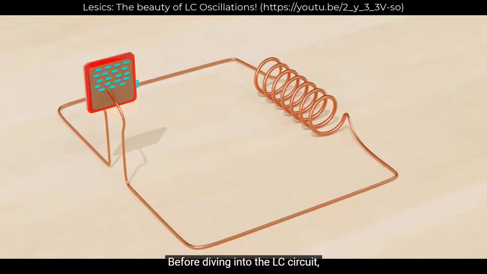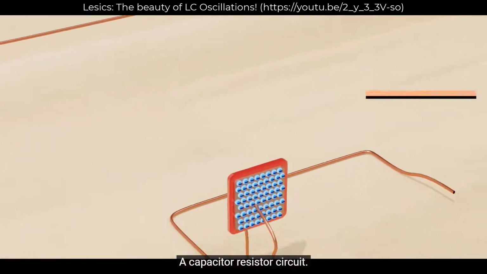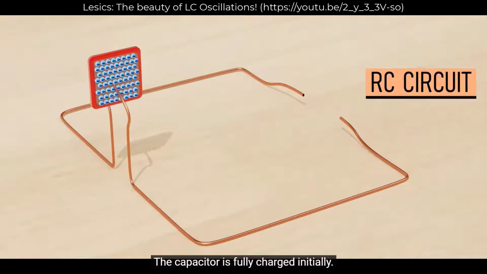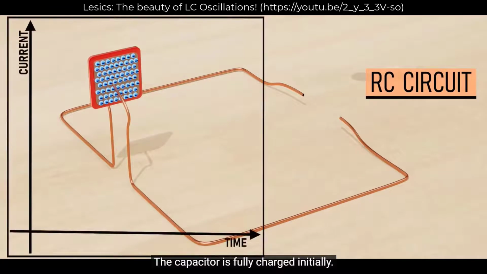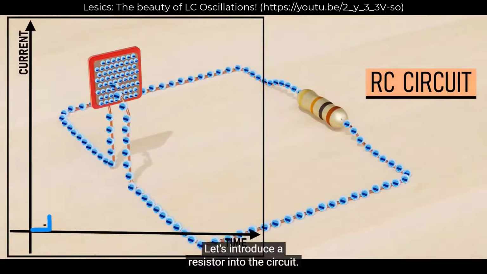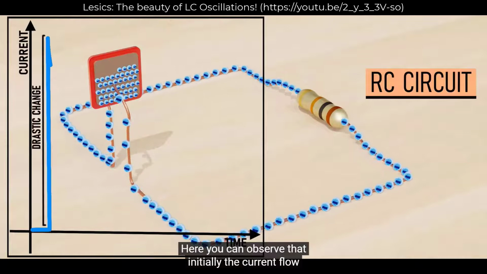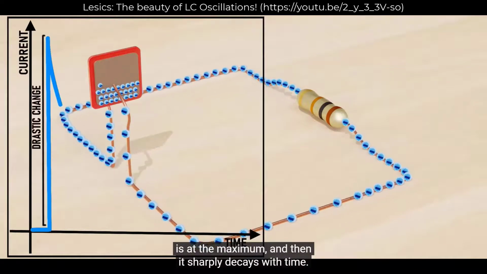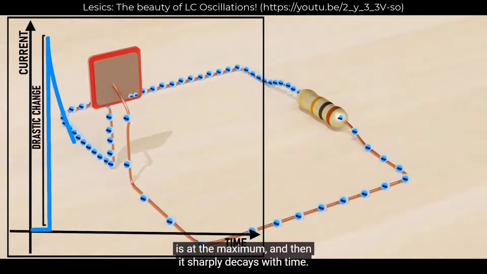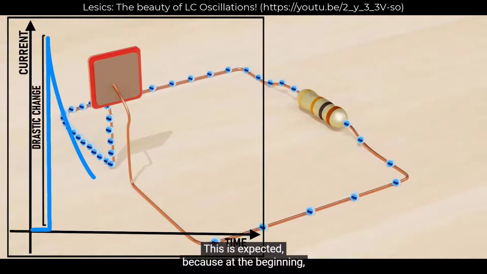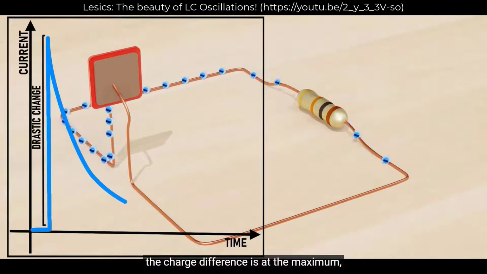Before diving into the LC circuit, we need to understand a simple circuit, a capacitor-resistor circuit. The capacitor is fully charged initially. Let's introduce a resistor into the circuit. Here you can observe that initially the current flow is at the maximum and then it sharply decays with time. This is expected because at the beginning the charge difference is at the maximum, so the current has to be at the maximum.